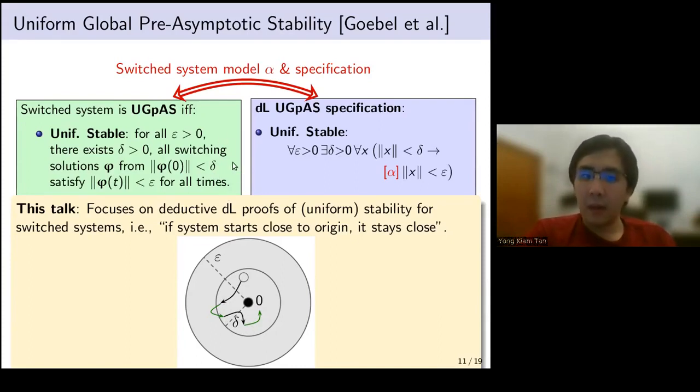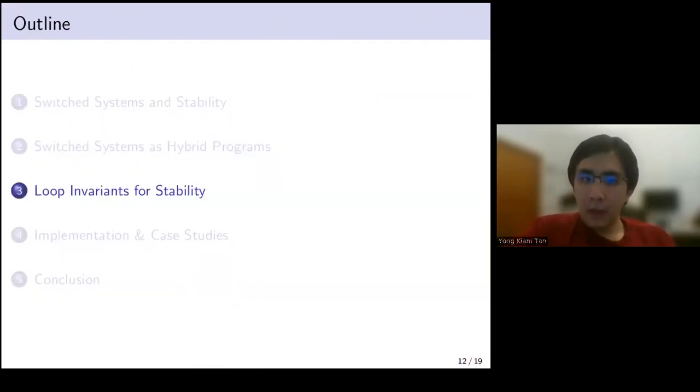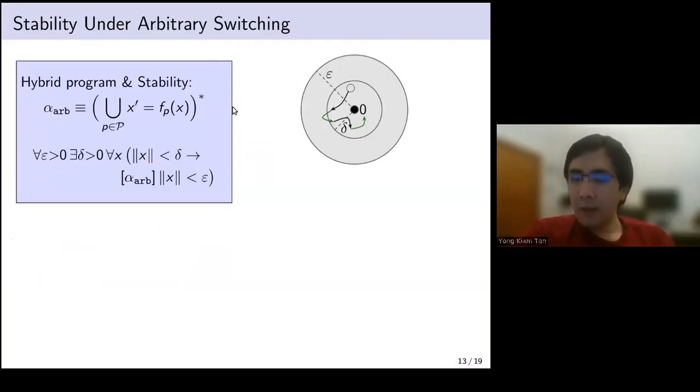And this particular mathematical definition can be translated into a specification in DL as follows. Again, I'm just syntactically writing down the quantifiers that I talked about before. For all epsilon, there is a delta such that whenever I start inside the delta ball, then here's the important part. Using the box modality of DL, I can quantify over all possible switching signals for alpha. For all of those switching signals, for all of the loop iterations, it is the case that my system stays within the epsilon ball.